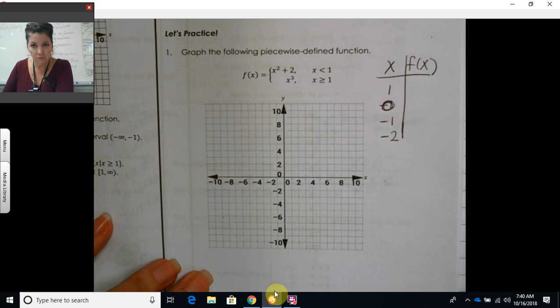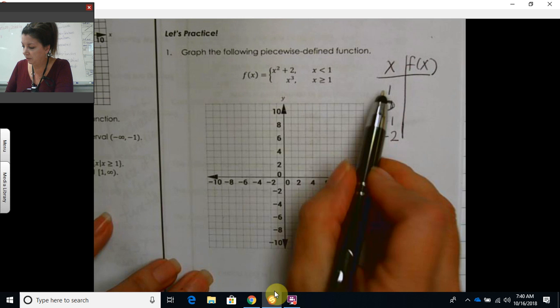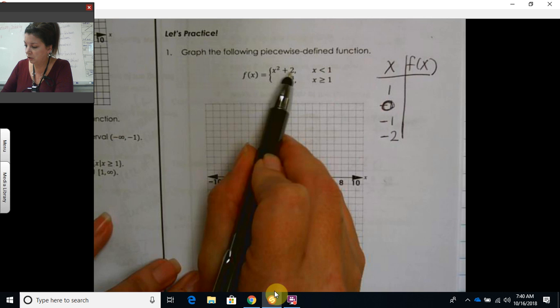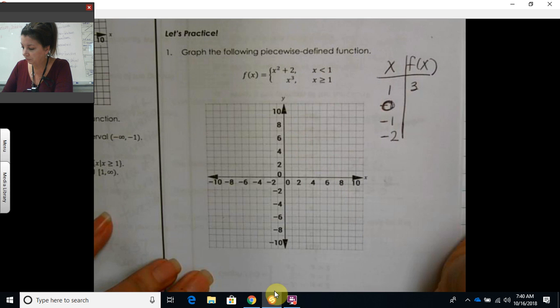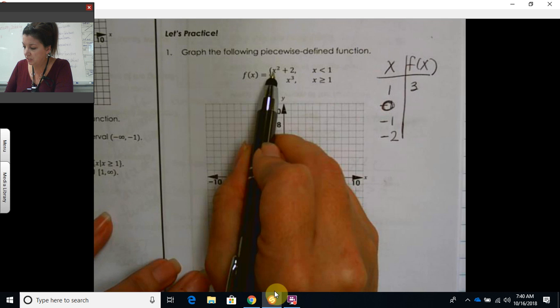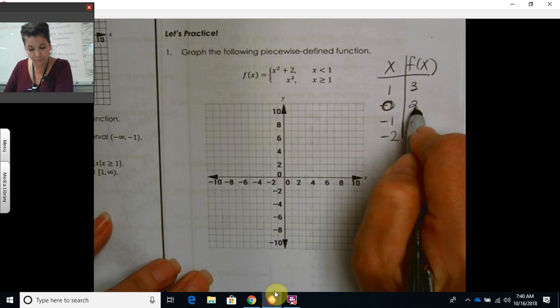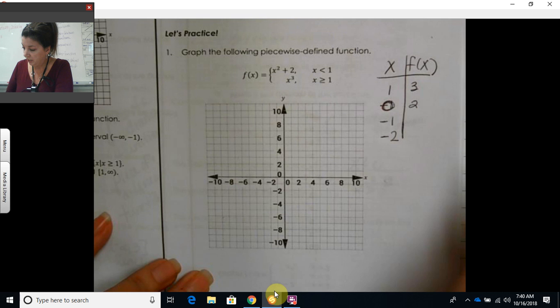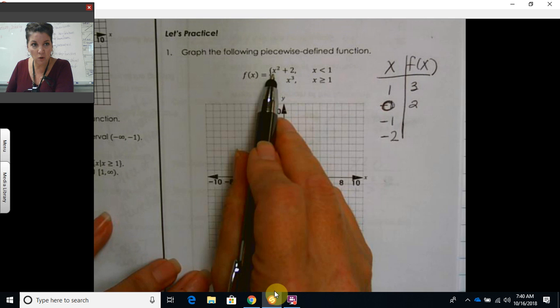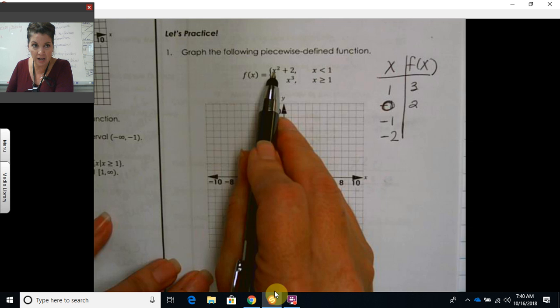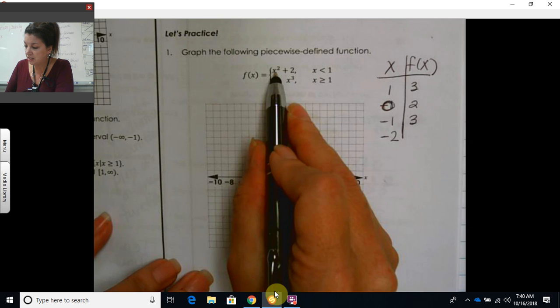So let's just substitute it in. 1 squared is 1, and 1 plus 2 is 3. When x is 0, 0 squared is 0. 0 plus 2 is 2. When x is -1, -1 quantity squared, that means -1 times -1 is +1 plus 2 is 3. -2 quantity squared is 4, and 4 plus 2 is 6.